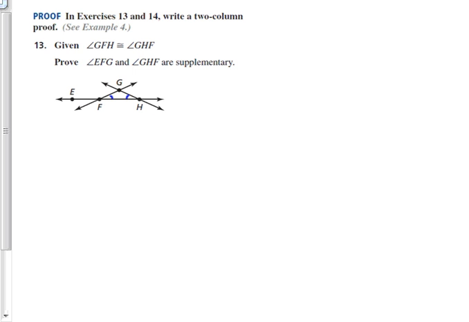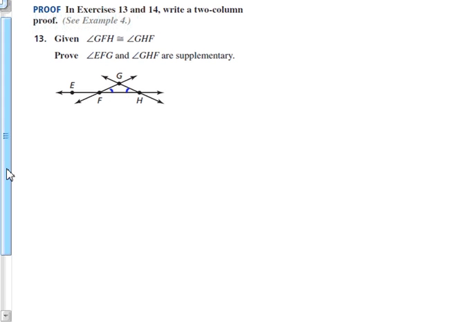Okay, well, in order to do that, I'm going to first start, and this is how my classes do it. I'm going to go ahead and start by writing my givens. I just like to write that as my step 1 always. So I'm going to say that GFH is congruent to GHF. That's how I'm going to start this. And in red, I'm going to write the reason, and this is just because it was given to me. Just given.